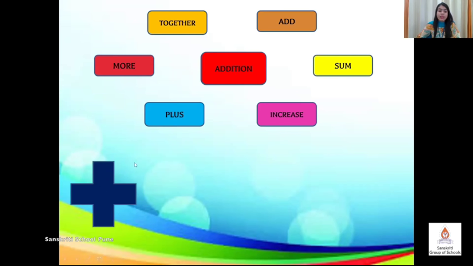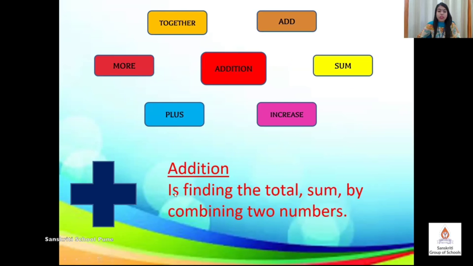Yes, you are correct. We use this plus sign for addition. When we see this plus sign, we know we have to add the numbers. So this plus sign in maths tells us that it is addition, or we have to add the number. Now let us see what is the definition of addition. Addition is finding the total sum by combining two numbers.